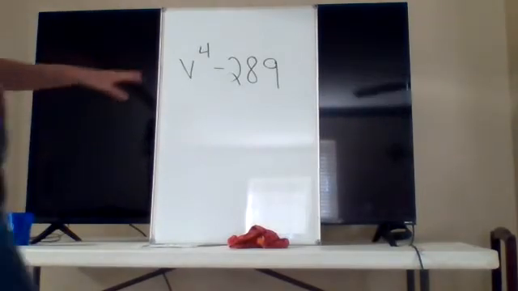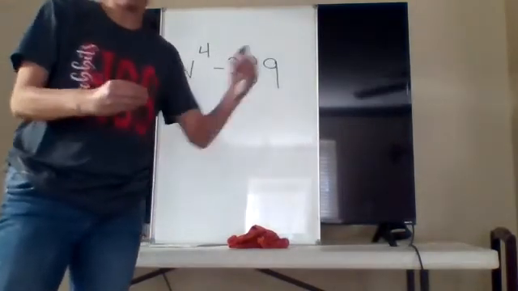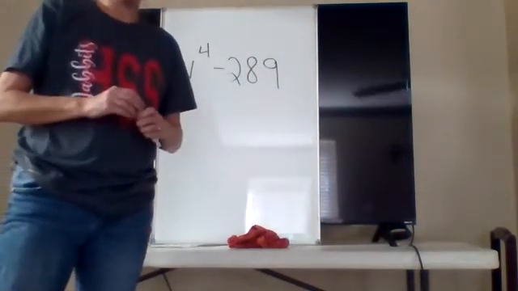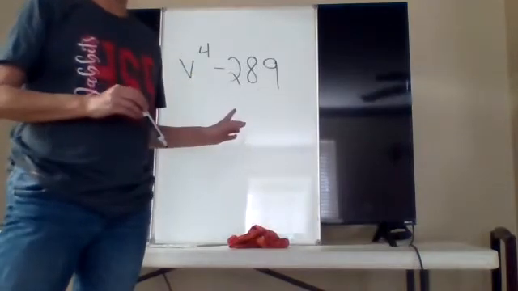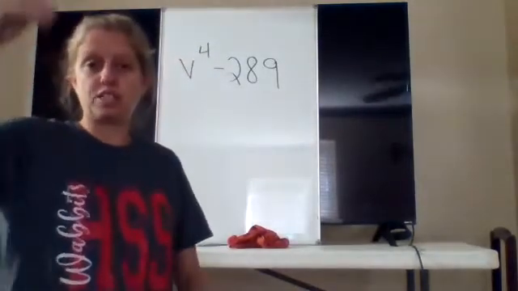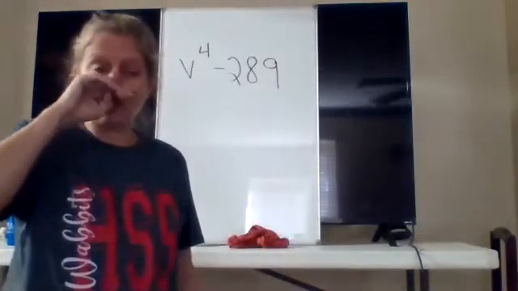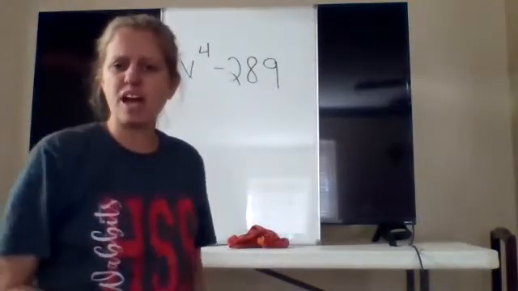So, just like v squared is a perfect square and you use v and v to get v squared, so is v to the 4th. Because to get v to the 4th, I can also use same numbers, right? I can use v squared times v squared to get that v to the 4th. Now, what about the 289? I'm not sure about that.